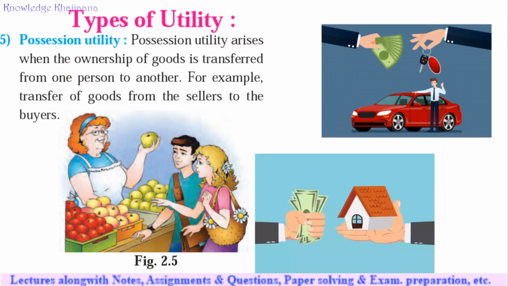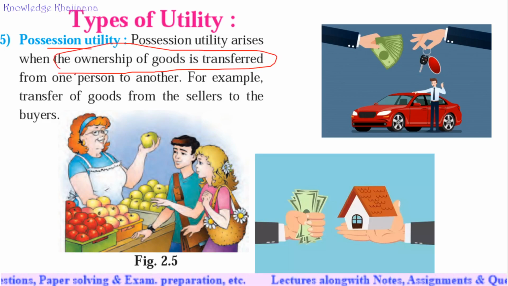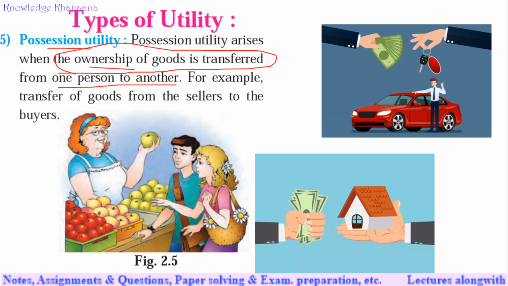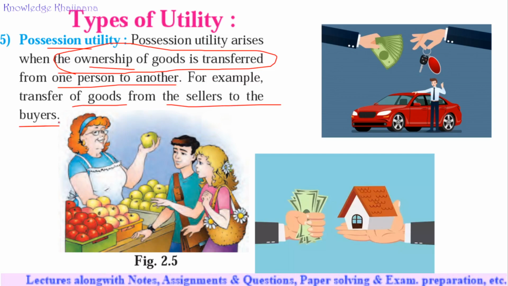And next is possession utility. Possession utility arises when the ownership of a good is transferred from one person to another. For example, transfer of goods from the seller to the buyer. What is shown in this picture, which is given in your book? See, she is the seller who sells the fruits, and these are the children who buy the fruits. So possession has been transferred from the seller to the buyer.